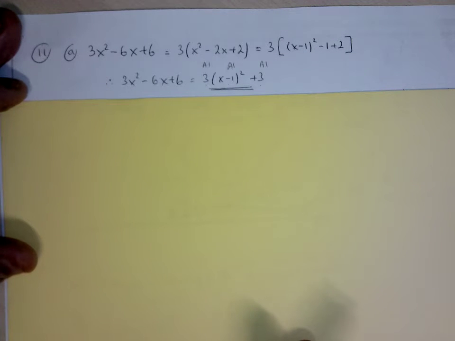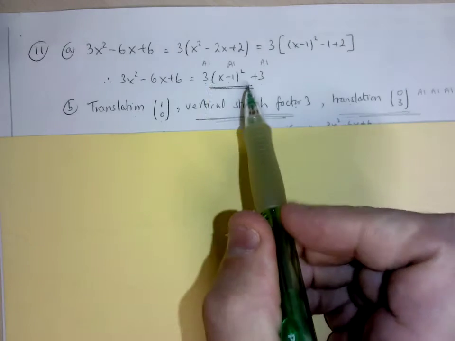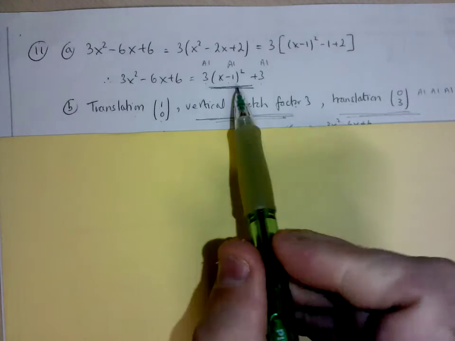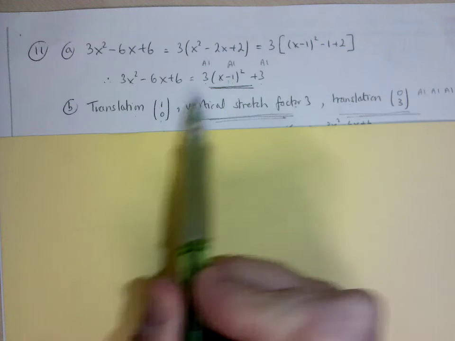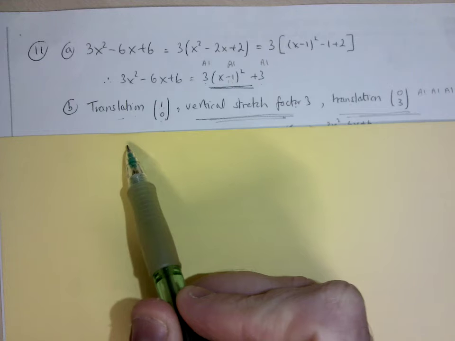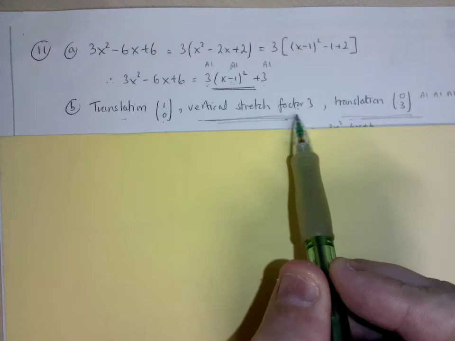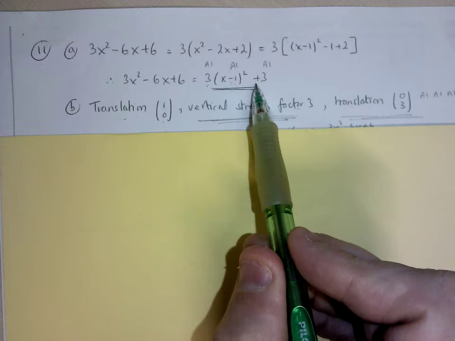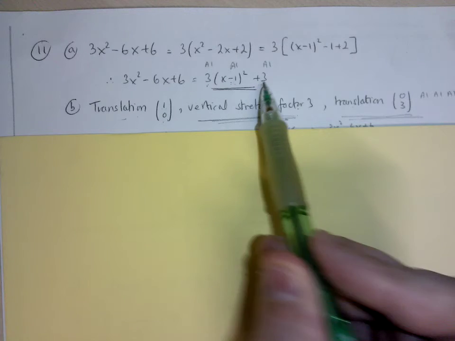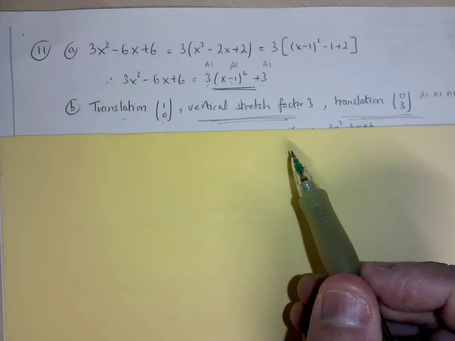Then it asks for the transformations that turn the x squared into this particular graph here. So I need to recognize that there's a horizontal translation with the vector, so making sure that I'm describing translations mathematically. There's the vertical stretch of factor 3, and then there's the vertical translation at the end, 0 across 3 up. The other thing that's important here is the order.